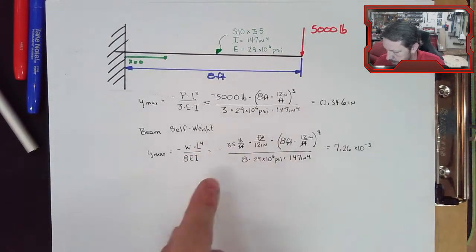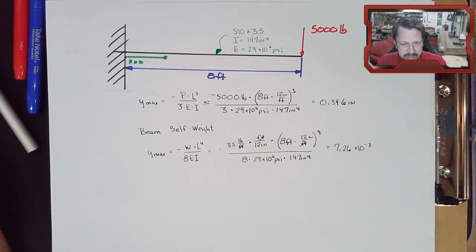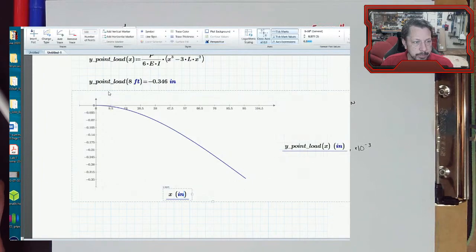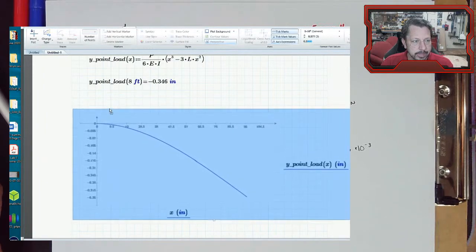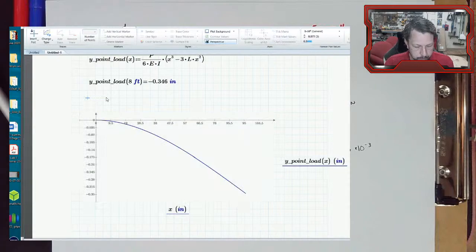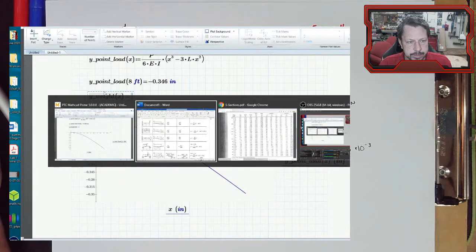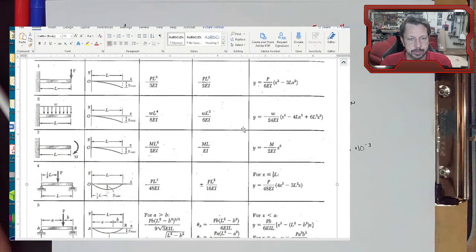So let's put this in MathCAD and see what it tells us. All right, like I said, I was just going to put the equation of the elastic curve in. This will be y for the weight, and it's a function of x. I need to see the equation though. Let's see. So this equation right here is what we're putting in.